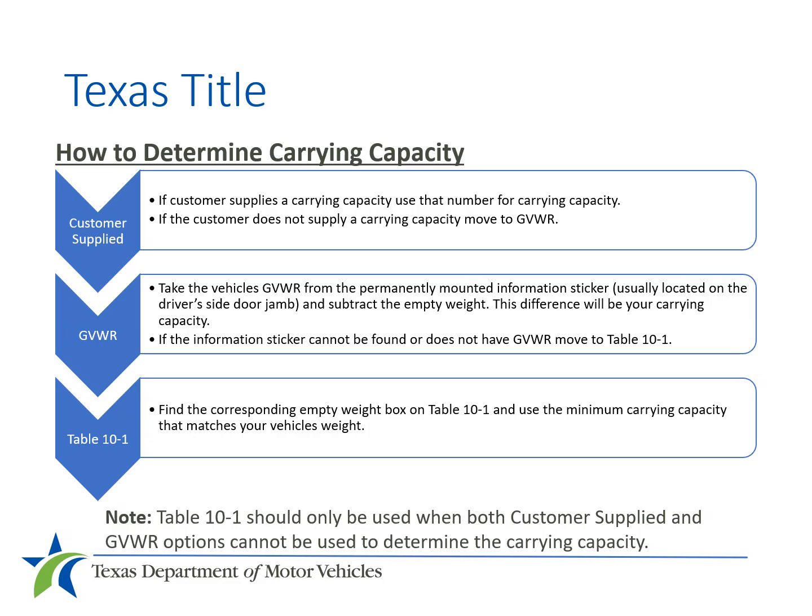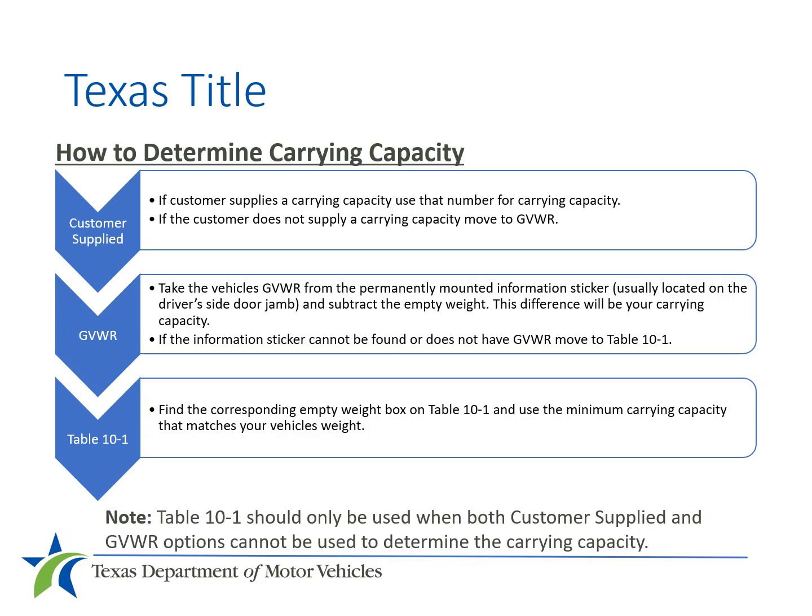If the customer does not supply or cannot supply their own intended carrying capacity, then you will move on to the next option, which is determining the carrying capacity by using the vehicle's gross vehicle weight rating minus the vehicle's empty weight. To use this option, you will need to get the gross vehicle weight rating from either the vehicle's surrendered ownership document or off the vehicle's permanently mounted information sticker, which is usually located on the vehicle's driver's side door jamb. You will then utilize that gross vehicle weight rating to subtract the empty weight of the vehicle, and the difference will be your carrying capacity.